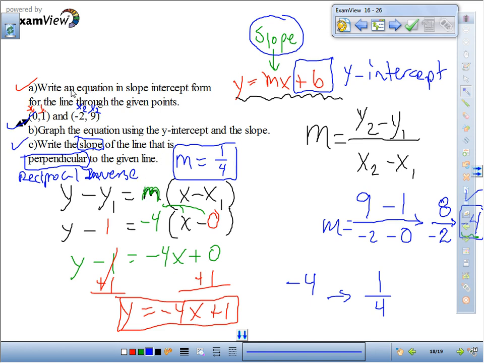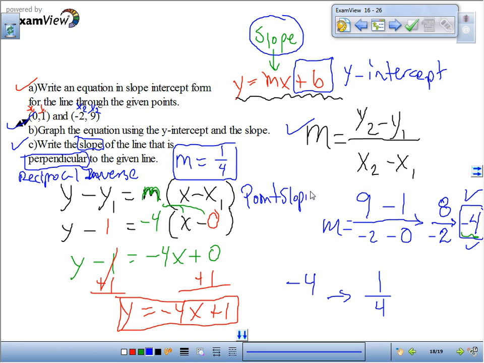Let's see all components. The first one. Did we write an equation in slope-intercept form through the points (0, 1) and (-2, 9)? Yes. How did we do that? We got our slope, which was negative 4. Then we used one point and the slope to write our point-slope form. And at the end, we got a slope-intercept form equation, which is this one. Are we there so far? Okay. Next, did we graph the line using the y-intercept and the slope? Yes. And C, write a slope of the line that is perpendicular. Did we find the slope of this one is negative 4? Perpendicular is reciprocal inverse, so it's 1/4. Perpendicular means that it's intersecting at 90 degrees. Okay? Everybody got it?